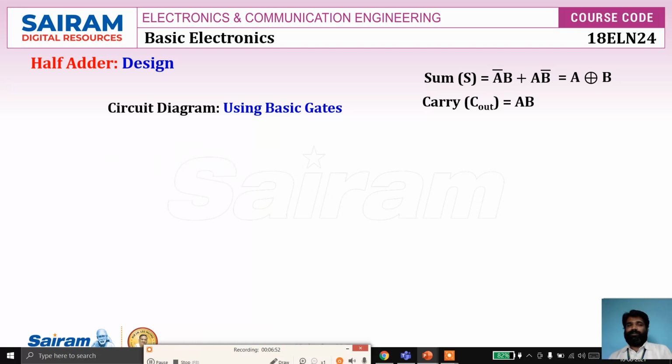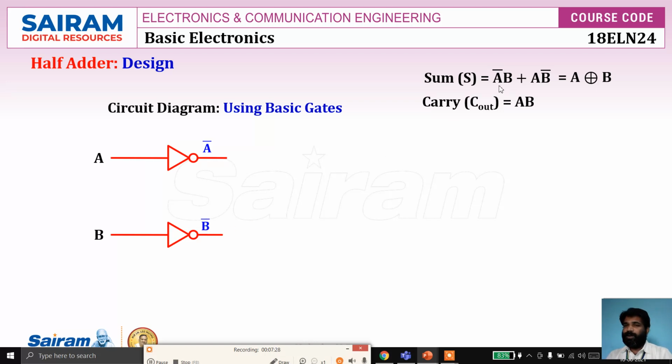This is the simple circuit diagram using logic gates. Now let's see if the question is asked using basic gates. Basic gates in the sense you are supposed to use only AND, OR, NOT. You are not supposed to use XOR. So that time we consider the first expression, not as A XOR B, but as A bar B plus A B bar. To implement this, first we pass A through a NOT gate, so its output is A bar. Similarly, we connect B to a NOT gate and its output is B bar.